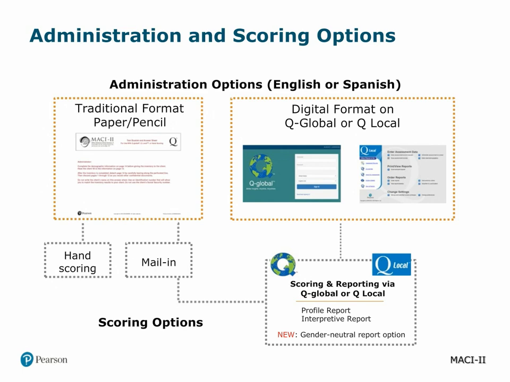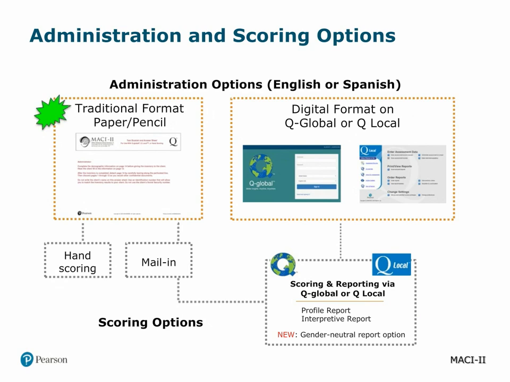The on-screen administration feature for Spanish is available on Q Global and Q Local to allow assessment of clients who are primarily Spanish-speaking. The MACI-II can be administered and scored digitally via Q Global, Pearson's secure online scoring and reporting platform. It can also be administered on Q Local, Pearson's secure desktop scoring and reporting platform.